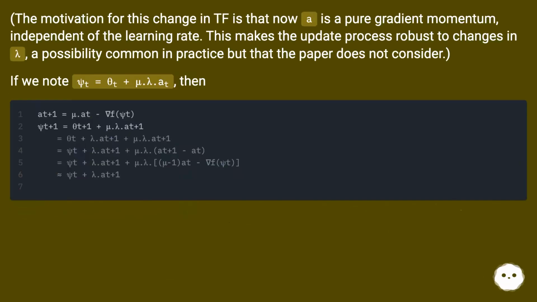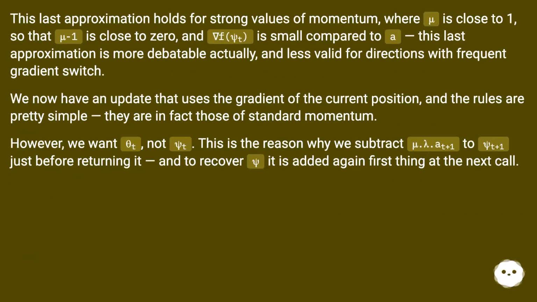The motivation for this change in TF is that now it is a pure gradient momentum, independent of the learning rate. This makes the update process robust to changes in lambda, a possibility common in practice, but that the paper does not consider. If we note psi_t equals theta_t plus mu.lambda.a_t, then, this last approximation holds for strong values of momentum, where mu is close to 1, so that mu minus 1 is close to 0, and nabla f(psi_t) is small compared to a. This last approximation is more debatable actually, and less valid for directions with frequent gradient switch.